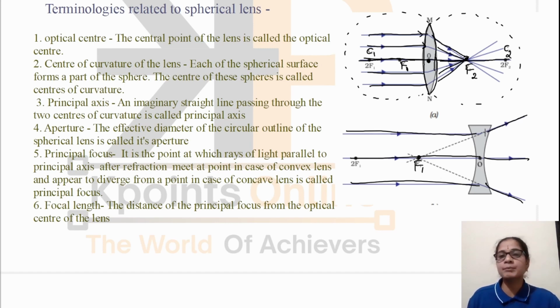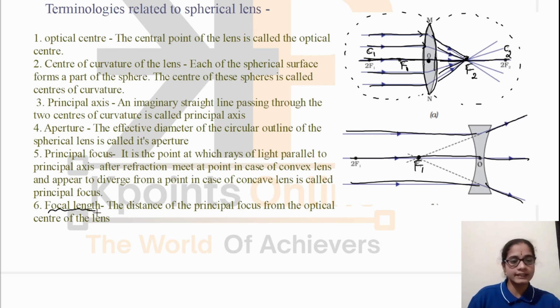And if you incident the beam of light from this side, we get another principal focus here. So, in concave and convex lenses, we have two principal foci. What do we mean by principal focus then? Whenever a beam of light is incident on a concave or convex lens, the beam of light is converged at a point in the case of a convex lens, whereas these light rays appear to diverge from a point in the case of a concave lens, and that point is called the principal focus. And for each concave and convex lens, we have two principal foci.